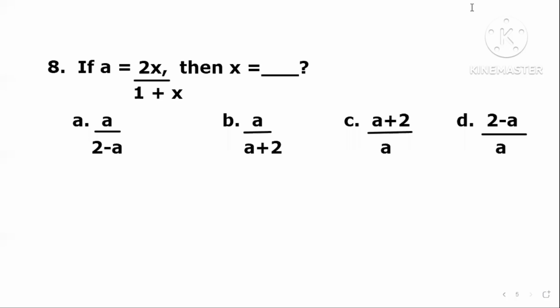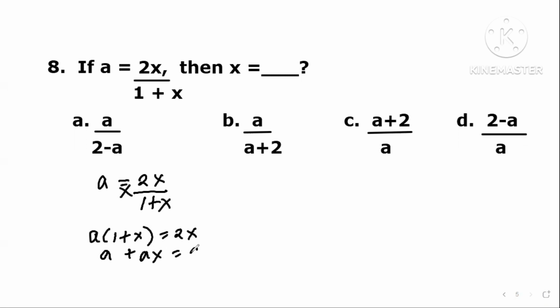Problem 8. If A is equal to 2x over 1 plus x, then x is equal to... so let's do some algebra. A is equal to 2x over 1 plus x. Let's cross multiply, so we have A times 1 plus x is equal to 2x. Then distribute: A plus ax equals 2x. Now, since you are solving for x, you need to combine those two. So, let's move the A over, so A is equal to 2x minus ax.